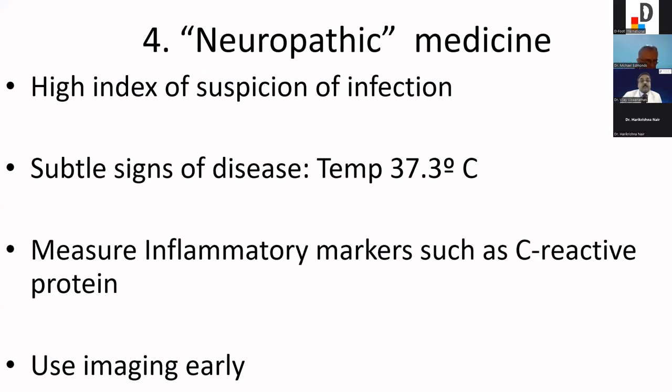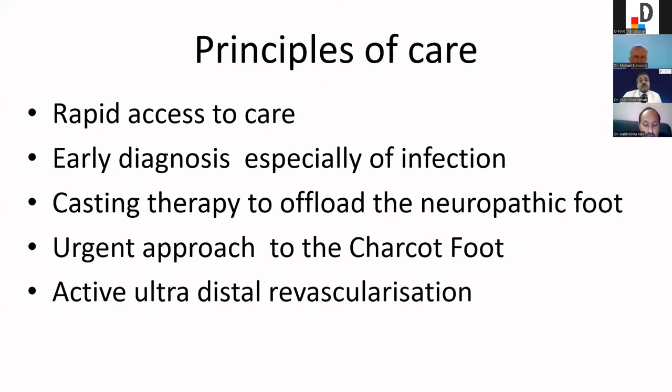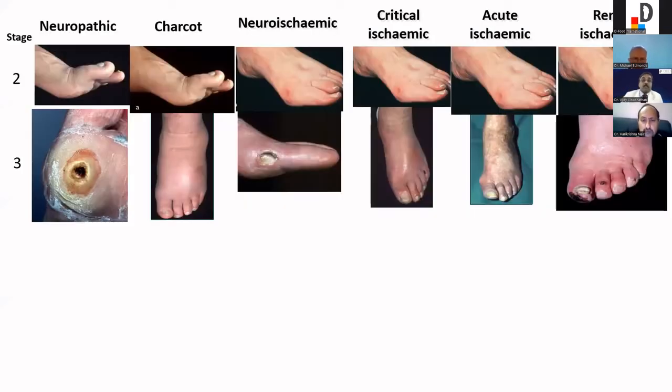So neuropathic medicine, high index of suspicion of infection, and coming to this also, Charcot, subtle signs of disease for infection, temperature 37.3, look at the inflammatory markers of C-reactive protein and use imaging early. People criticize C-reactive protein. You've just got to remember it's 24 hours behind the time. So you've got to assess it in that sense. So that's the first two principles: access to care, early diagnosis.